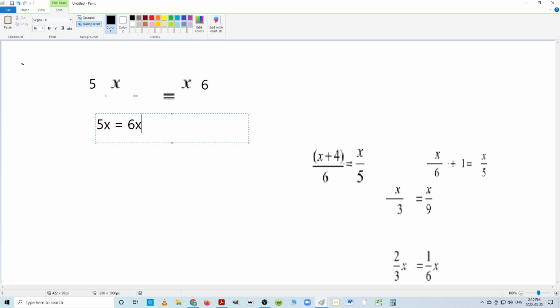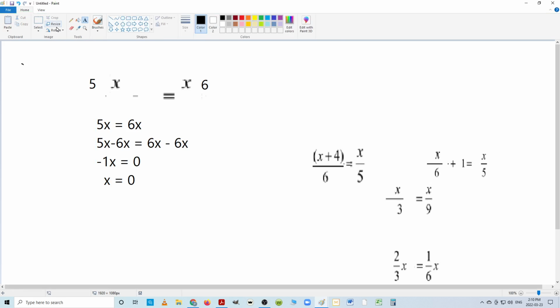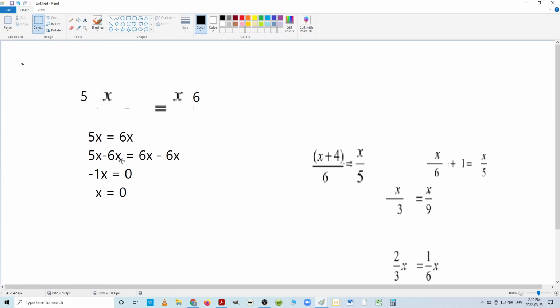That makes no sense. How do I solve this? I want to get my x's on one side. That's the rule. And it turns out this one has a silly answer. I get minus 1x is equal to 0. Divide both sides by minus 1. x must be 0. That's the only way this one works out. However, it's the fractions I want to focus on. I had to do that to the fractions to get rid of them. Okay?